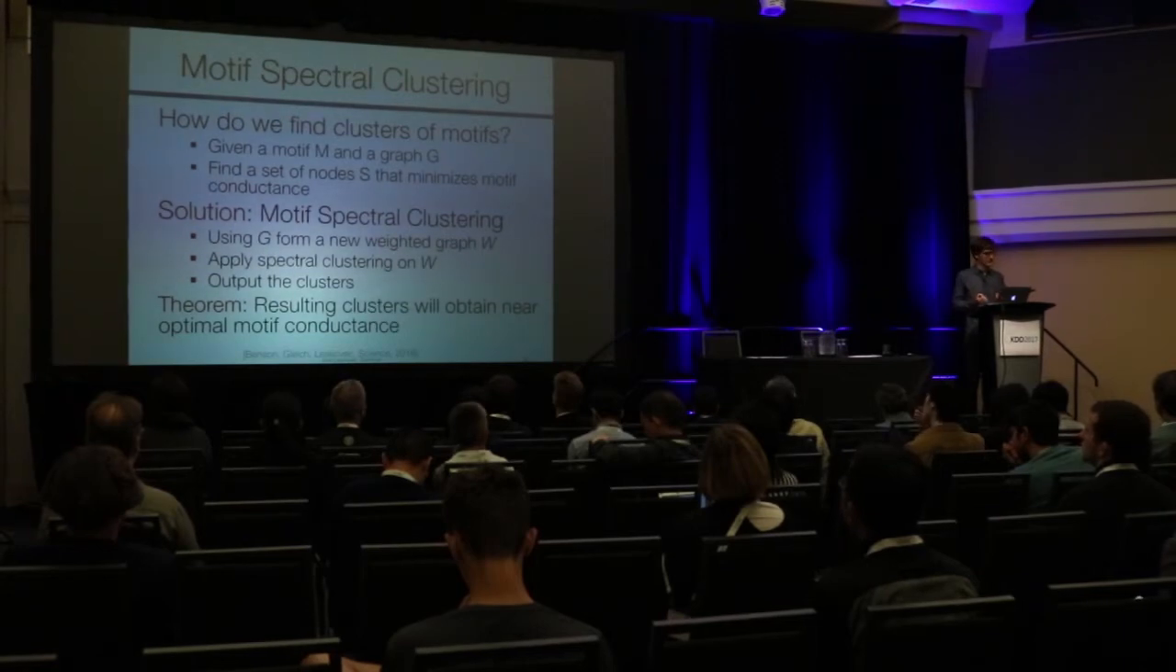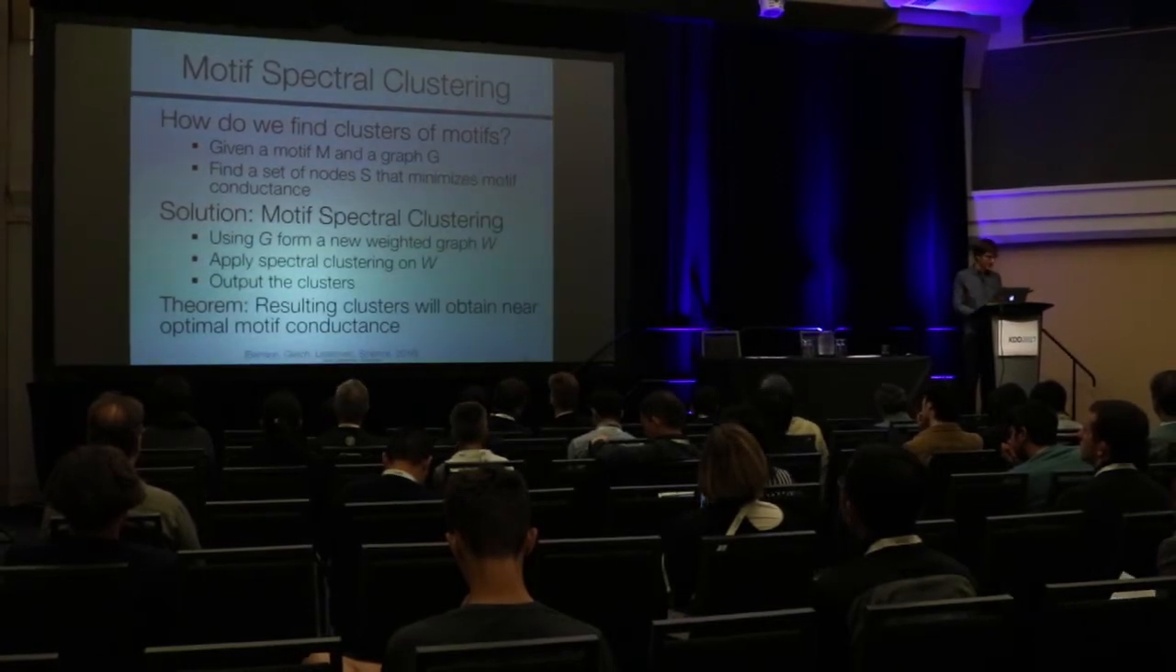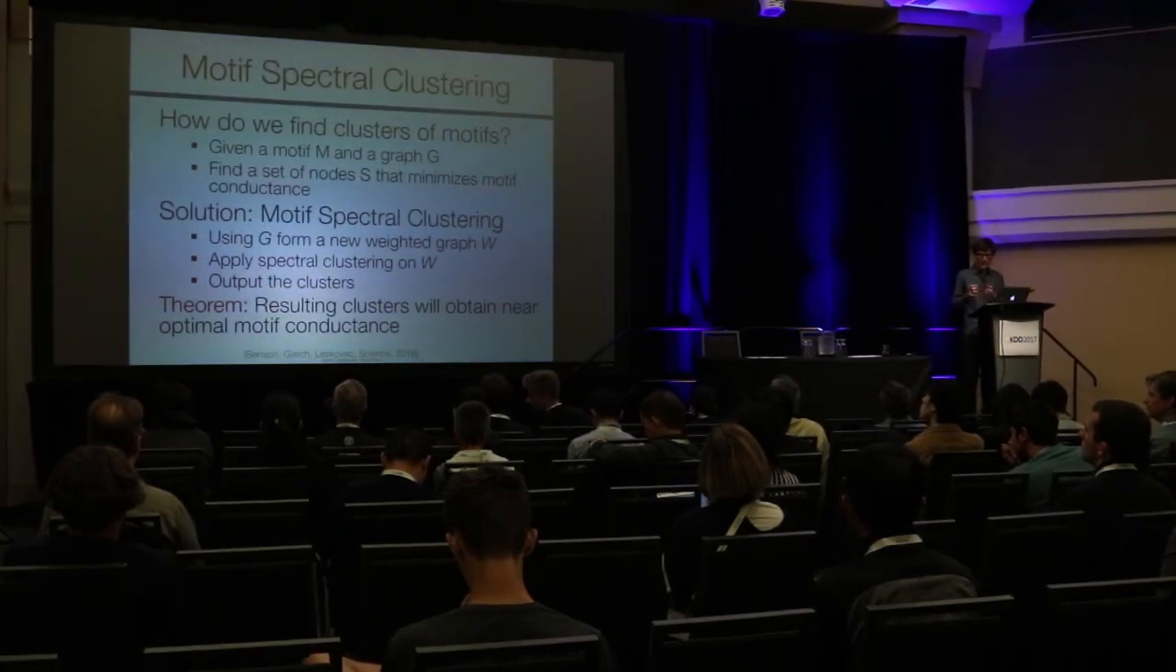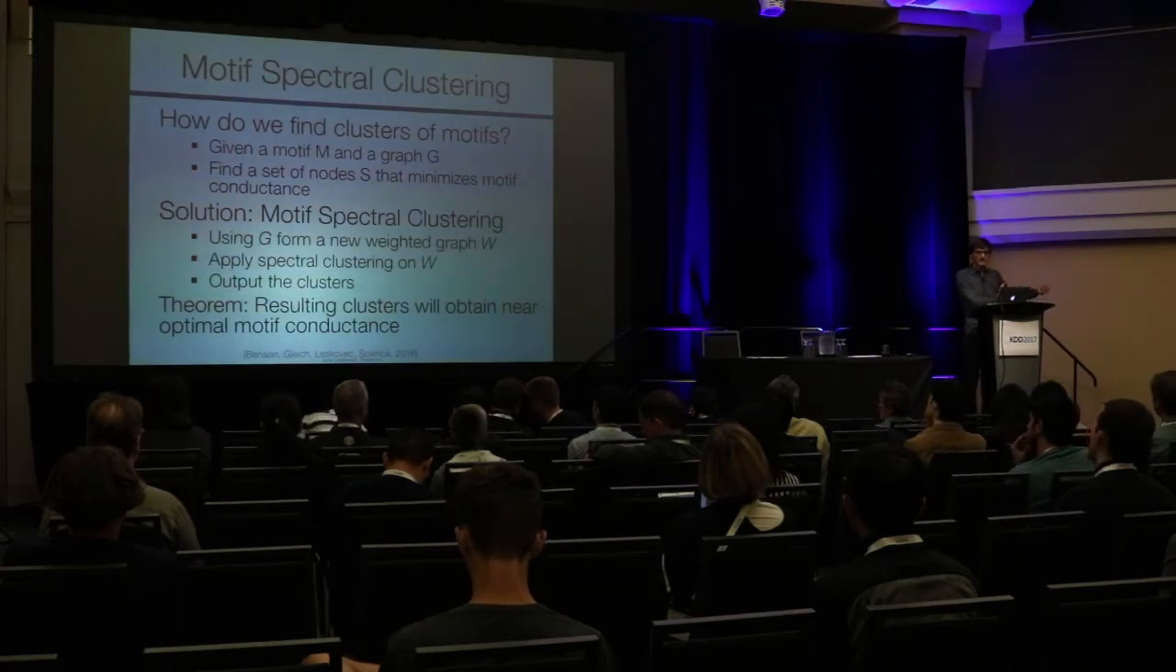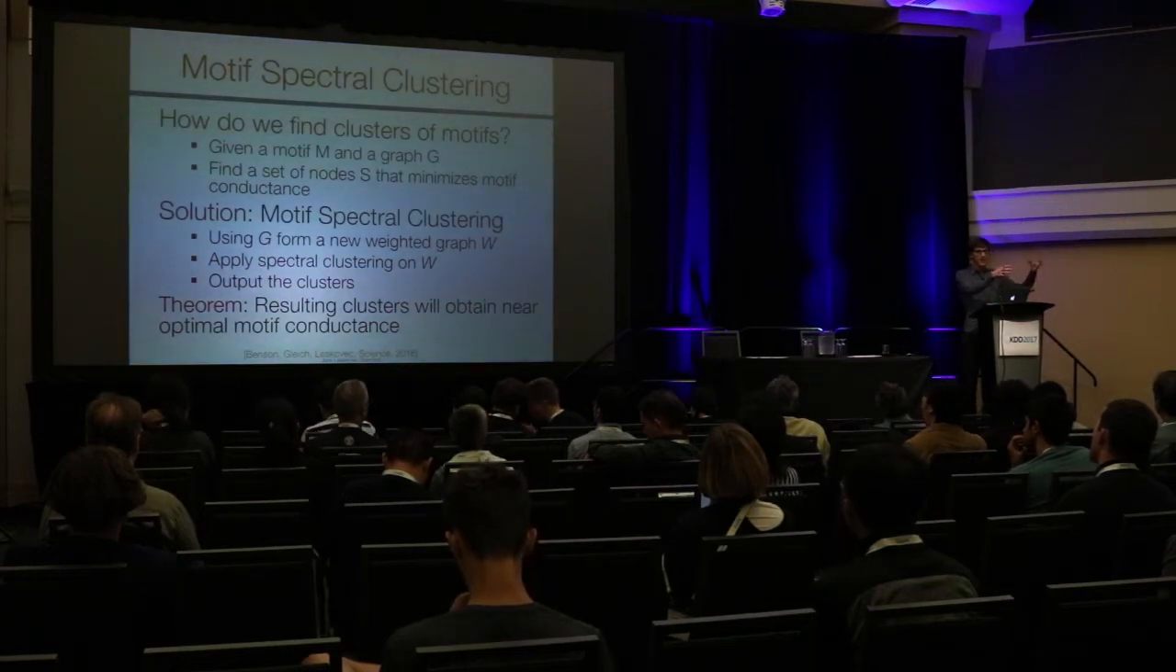And the way we do this is the following. We'll take our original graph G, and we'll transform it to a new weighted graph W, and then on this weighted graph W we will perform the old style spectral clustering, but then we will have a theorem that says that whatever clusters we obtain on this new graph W are actually near optimal with respect to the graph G and motif M that we are interested in.